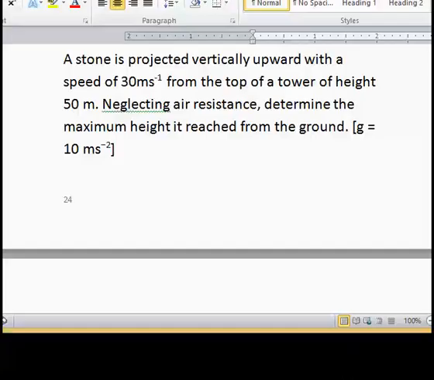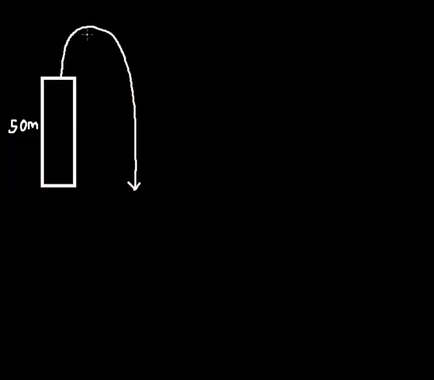So what are we looking for? Neglecting air resistance, determine the maximum height it reaches from the ground. How will I get the maximum height? The maximum height is going to be equal to the height of the tower, plus the height from the tower to the maximum height. Remember, the height from the tower, I use h to represent that. That's vertical projection.